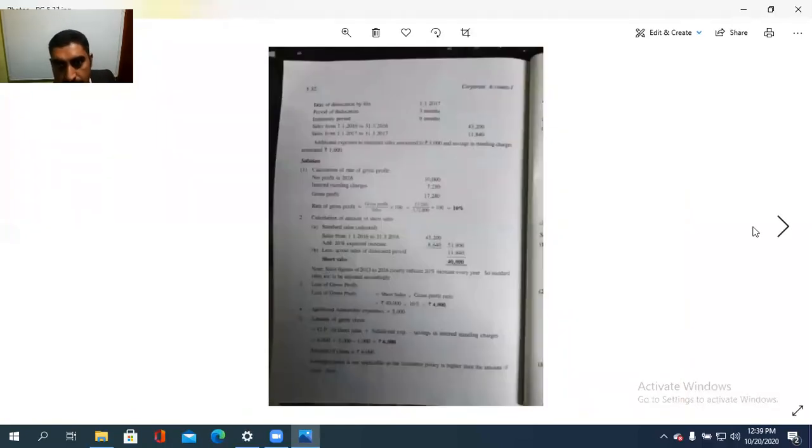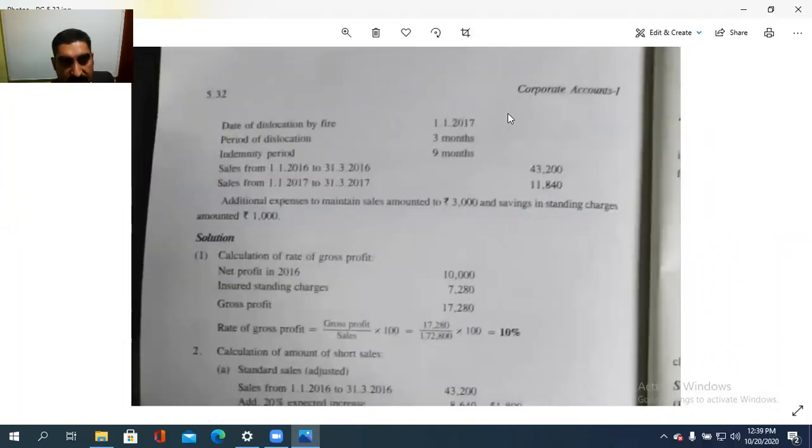Then what all is there? Date of dislocation by fire, that is the disruption, 1/1/2017. Period of dislocation, disruption, 3 months. Indemnity period is 9 months. Then sales from 1/1/16 to 31/3/16 are 43,200, and sales from 1/1/17 to 31/3/17 are 11,840. So these are the short sale figures. Additional expenses to maintain the sales are 3,000, and savings in standing charges are 1,000.